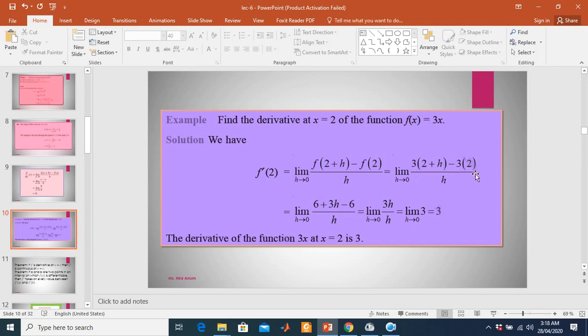Then if we open and multiply 3 in the function, it becomes 6 plus 3h minus 6 over h, as h approaches 0. The positive 6 and negative 6 will be cancelled. It becomes 3h over h. H will be cancelled. The limit as h approaches 0 of the function 3 is 3. The limit of a constant function is the constant value.